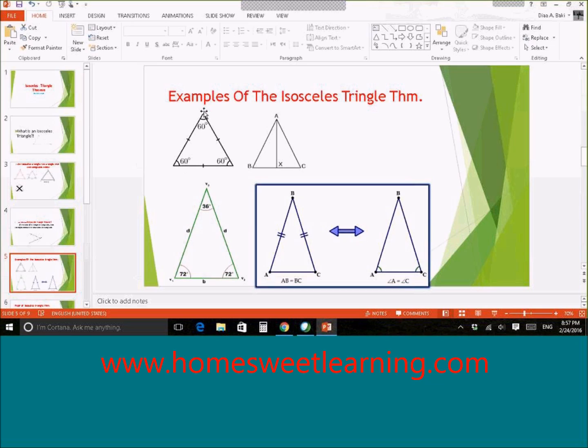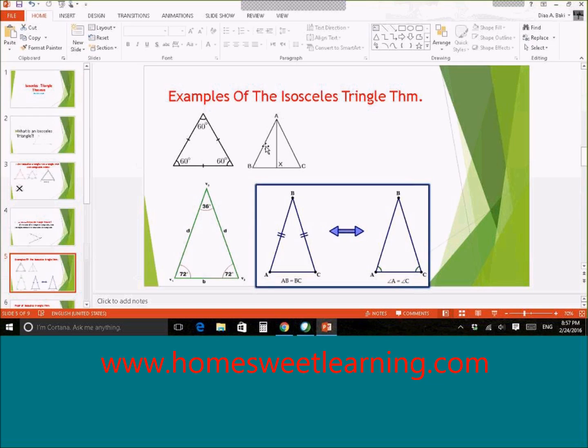They should be congruent because they are facing two congruent sides. I can choose other two congruent sides here. As I see, the three sides are congruent. Let's go to the second example.